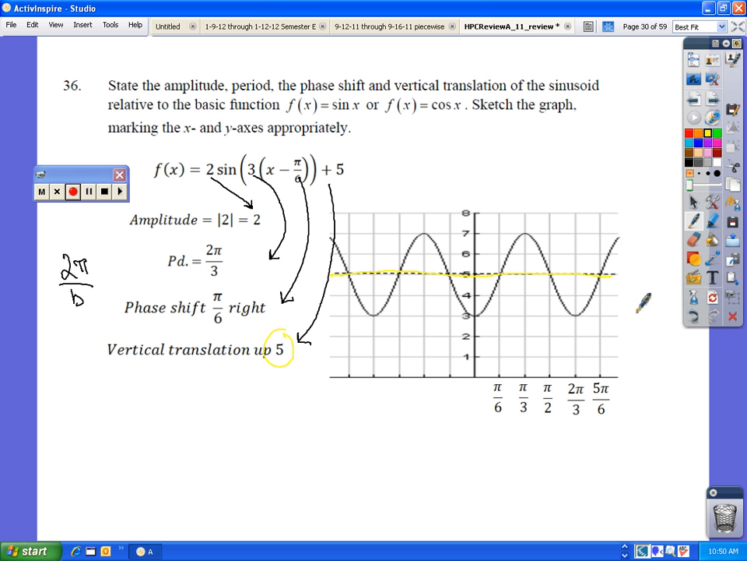Okay? Now, after you determine your midline, you want to then use the amplitude to determine the top and bottom of the graph. So again, that was step 1. You wanted to use your vertical translation. Step 2, you want to use the amplitude to determine the top and bottom. You know your amplitude's 2, so from this line you're going to go up 2, and you're going to go down 2. So you find out that the top of this graph is at 7, and the bottom of the graph is at 3.